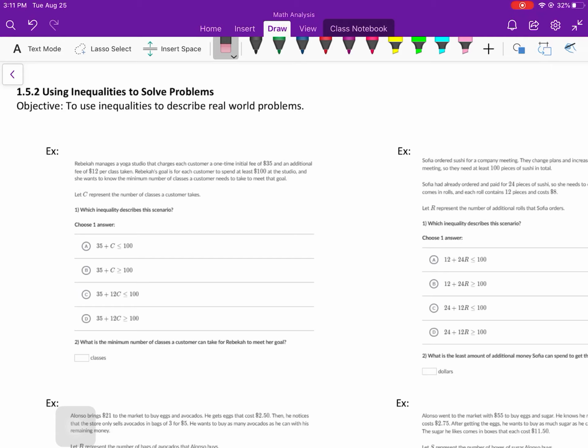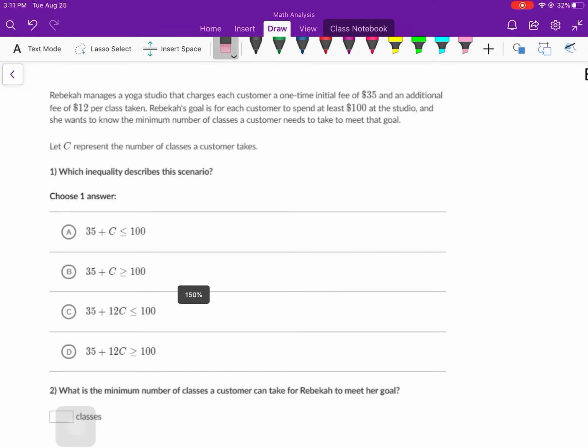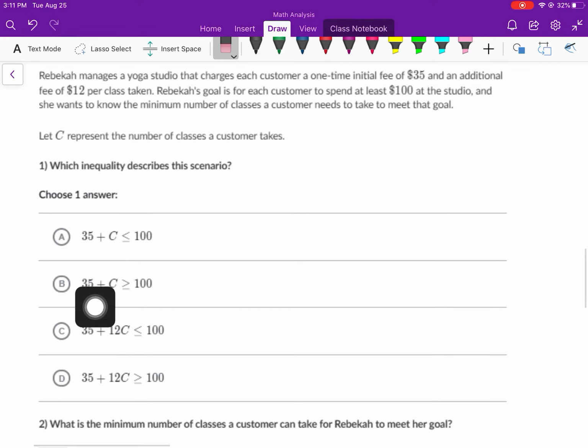So let's go ahead and look at what Khan uses for inequalities. And there's a bunch of different examples. That probably wasn't the best example. But let's look at this one. So Rebecca manages a yoga studio that charges each customer a one-time initial fee of $35 and an additional fee of $12 per class taken. Rebecca's goal is for each customer to spend at least $100 at the studio, and she wants to know the minimum number of classes a customer needs to take to meet that goal.